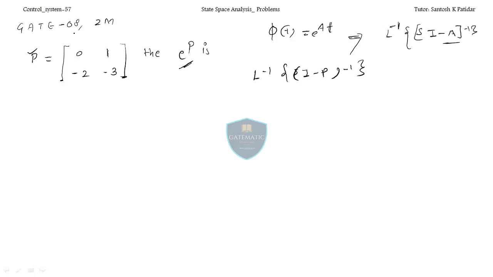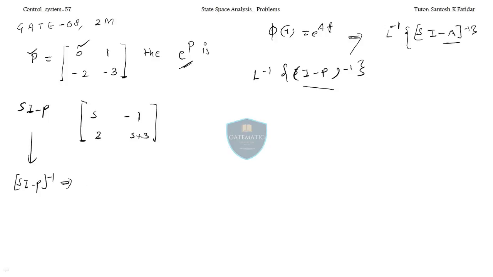So where is the P? Here is the P. Let's form sI minus P first. sI minus P will be s minus 1 to s plus 3. Now in the next step you will take the inverse of sI minus P. How will the inverse be formed? You will interchange these two things, s plus 3 and s, and change the sign. It will be 1, it will be minus 2. And the denominator is the determinant of these, that is s plus 3 plus 2. Okay, friends.